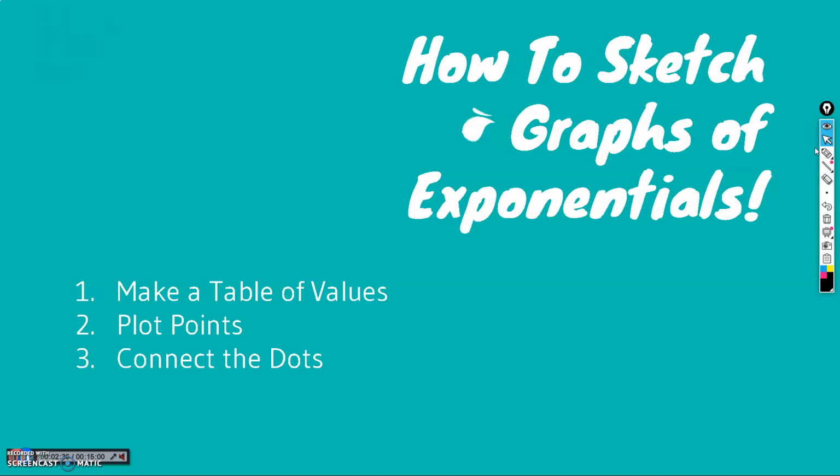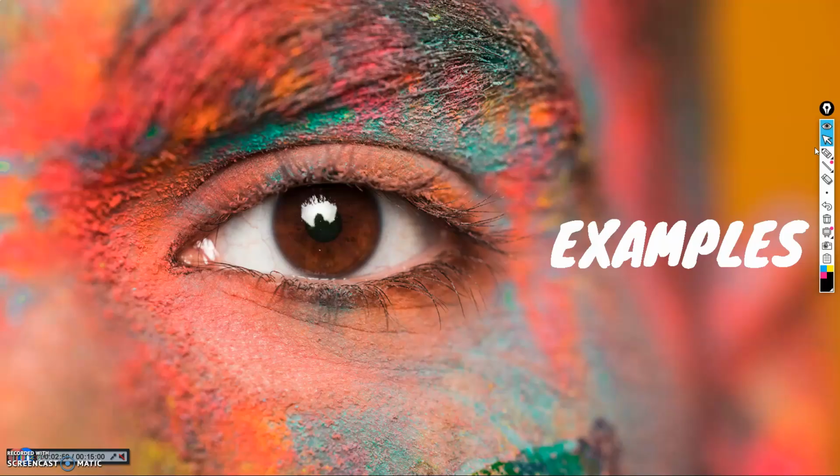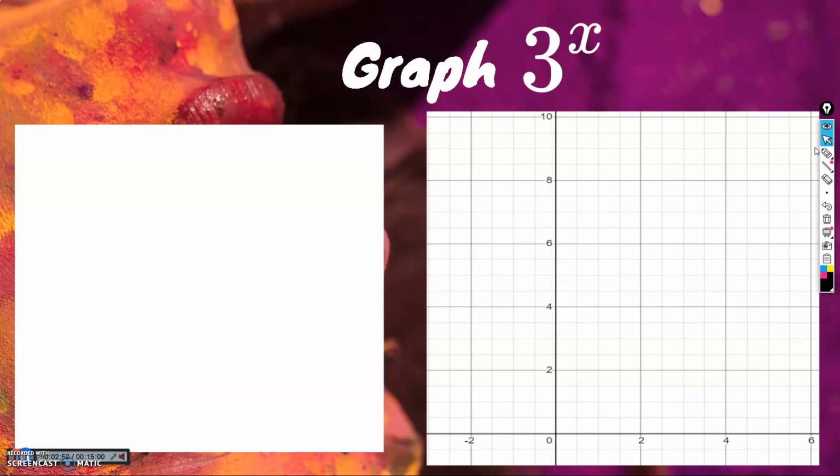So our process then to graph exponentials is exactly this. 1, make a table of values. 2, plot your points. And 3, connect your dots. If you're anything like me, step 3 is going to be the hardest step out of all of them. So let's look at some examples.